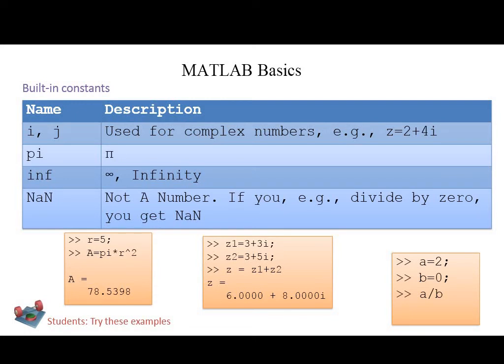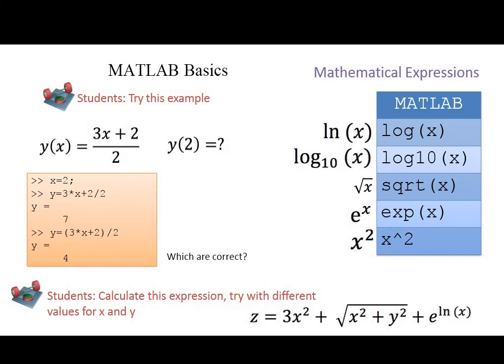Like this, if you assign z1 = 3 + 3i and z2 = 3 + 5i, and want to add them, z = z1 + z2, then the answer is z = 6 + 8i. So this is the MATLAB basics.